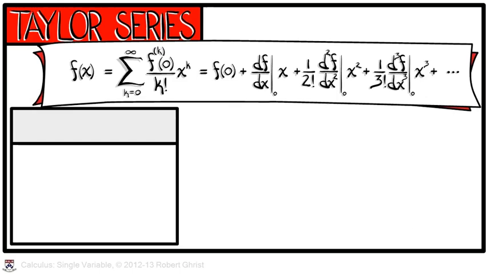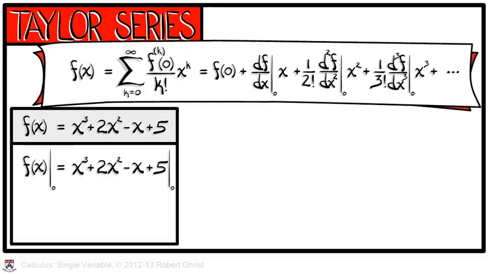What would a very simple function be? Well, let's take a polynomial. In this case, x cubed plus 2x squared minus x plus 5. I know that we can differentiate this with ease. If we evaluate this function at 0, we obtain the first term in the series, namely 5.